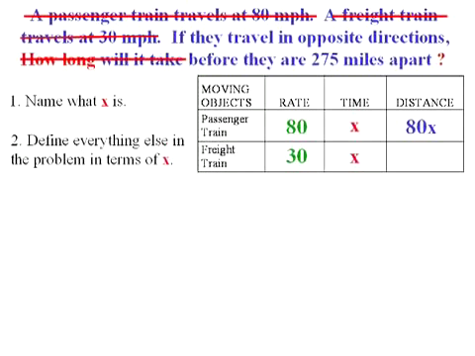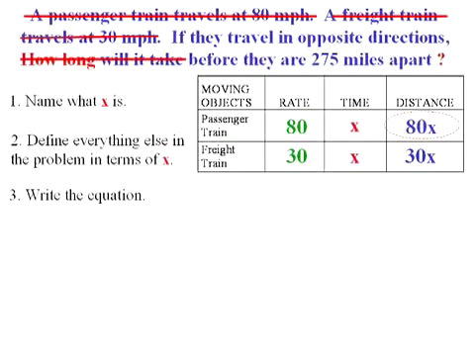Distance is rate times time, so 80 times x for the passenger train, and 30 times x for the freight train. These are the two boxes that I'm going to relate in my step 3 where I write the equation.